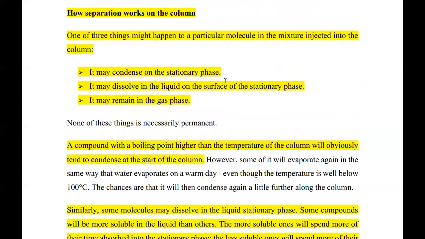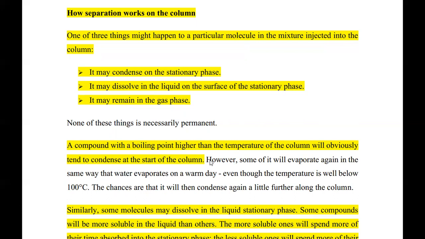Now we're saying how the separation works on the column. Remember what we said? The walls of the column have some vapor, not really vapor, but moisture, I would say. Yeah, that moisture, which is the liquid, because in gas liquid chromatography, our liquid is the stationary phase.